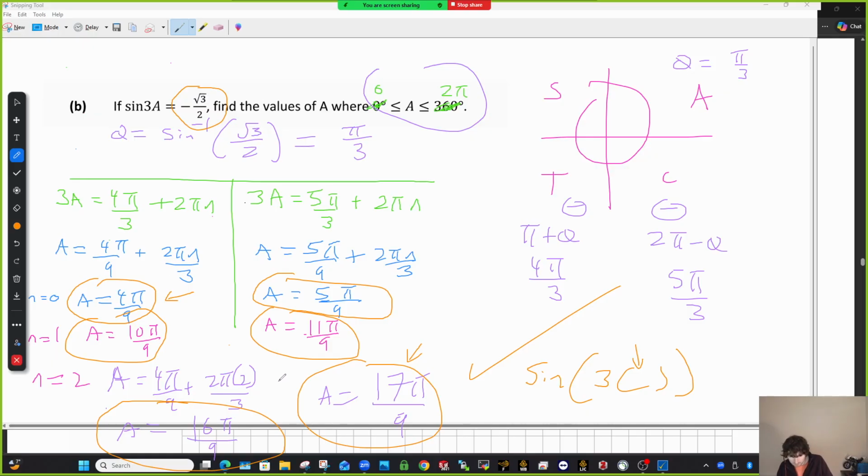So making sure you're in radian mode, and then going sine 3 multiplied by 4 pi over 9. I do get minus root 3 over 2, which is good. And then checking the last one, which is 17 pi over 9. And that also gives me minus root 3 over 2, and that would work for all 6 of them. So I know for sure I've got this fully correct, and I can move on happy in my exam.